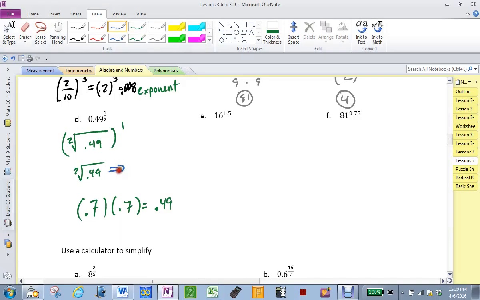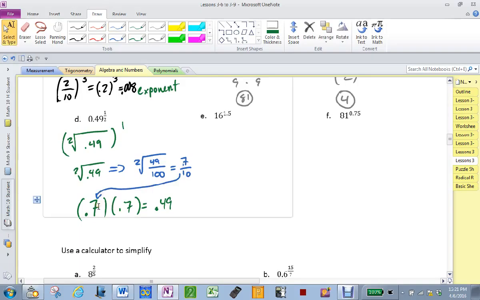The other way you can remember this is the square root of 49 over what? 100. Square root of 49 is 7. Square root of 100 is 10. 7/10 is 0.7. Are we all cool? So we know how to deal with decimals as a base, yes? Well, the only other place a decimal can show up is in the exponent, can't it? This is ugly, isn't it?